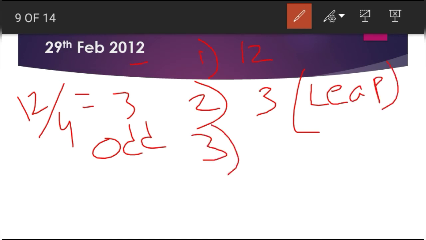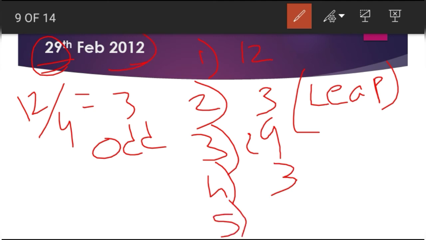Third, the date 29. Next, for February, January 0, February 3, March 3, so for the month February it is 3. Fifth, for the year 2000, it is 6. We have remembered the value of the year, right? So it is 6. Now add all the values.